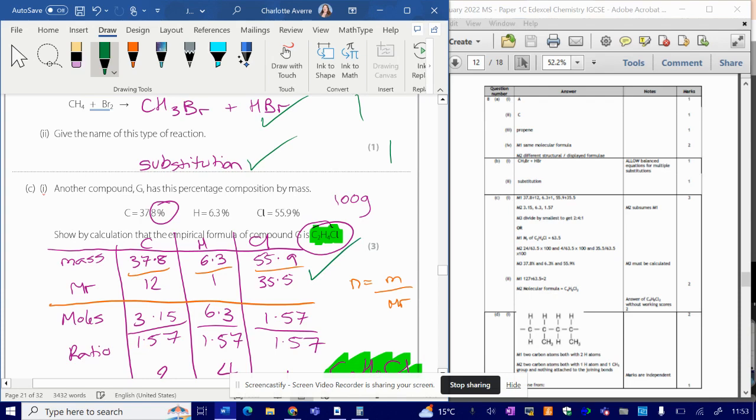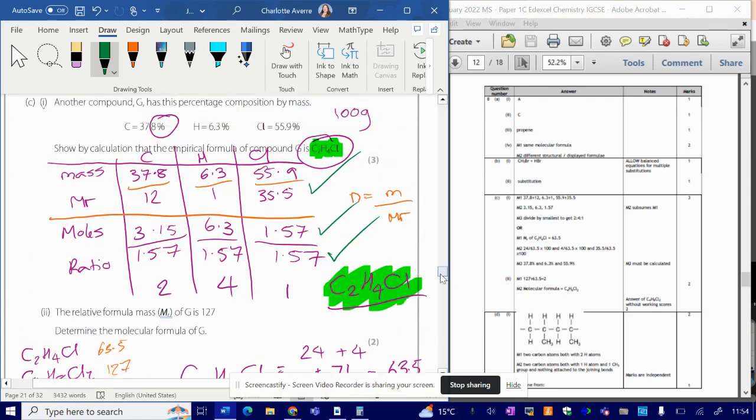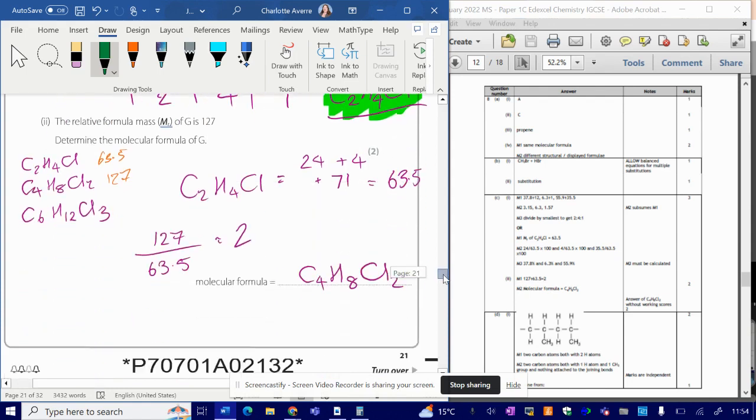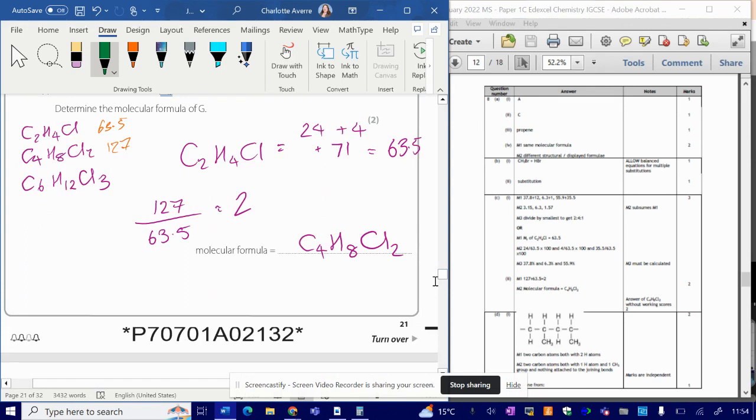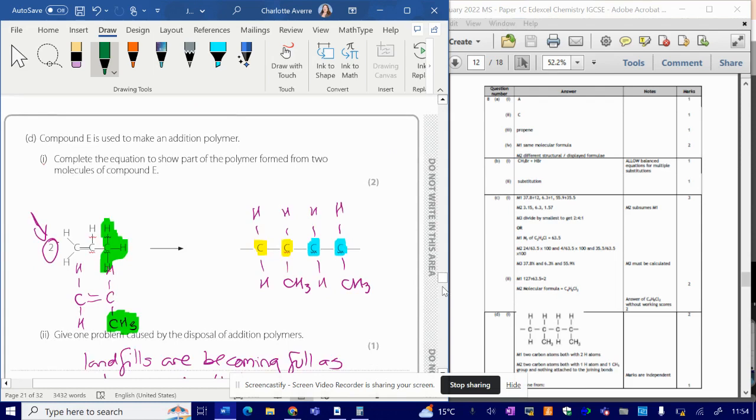Okay, so 1 mark for your calculation, 1 mark for your answers, 1 mark for dividing through by the smallest number. So 3 marks there. Okay, our answer gets us 2 marks. If you didn't get that, then you get a mark just for doing the 127 divided by the 63.5 and getting an answer of 2. But you don't have to show your working for that one. That's all fine.